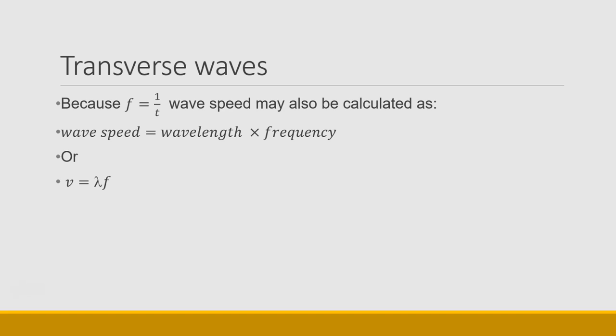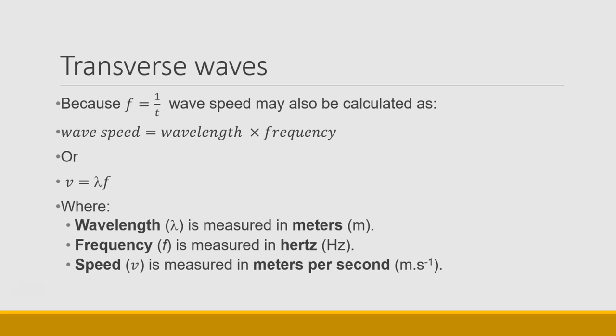Or wave speed, which is represented by the letter V, is equal to wavelength represented by lambda times frequency represented by the letter F. Wavelength is measured in meters. Frequency is measured in hertz. Hertz means cycles per second, or 1 over second. So the speed is measured in meters per second.